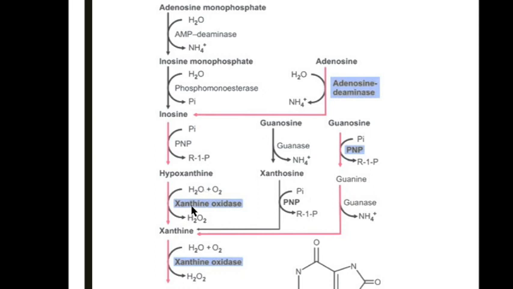This enzyme is very important. It's a key reaction, that is xanthine oxidase, which converts hypoxanthine into uric acid. This particular enzyme is inhibited by a drug called allopurinol, which is very useful. It's a therapeutic drug used in the treatment of gout. It's a drug of choice, in fact.